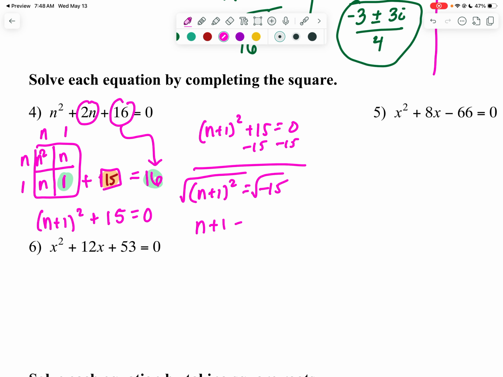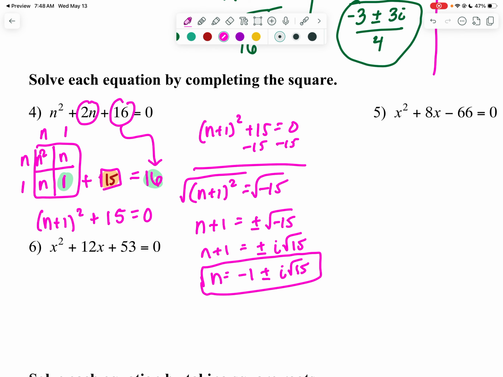Remember that whenever you take the square root of both sides, you need a plus or a minus. At this point, I'm not going to split up the negative 15 into negative 1 times 15. I feel like at this point, you should know that anytime you see a negative inside, that's going to give you an i. And then you're going to subtract 1. And that's your answer. 15 we could just leave as 15 because we can't simplify it.